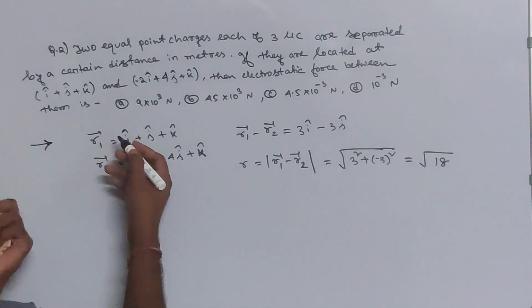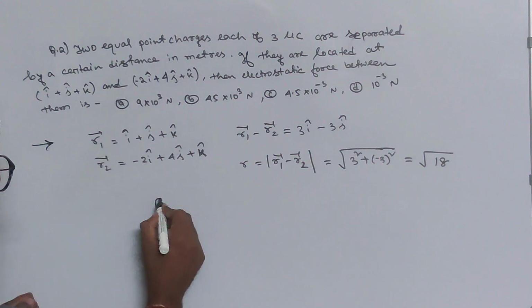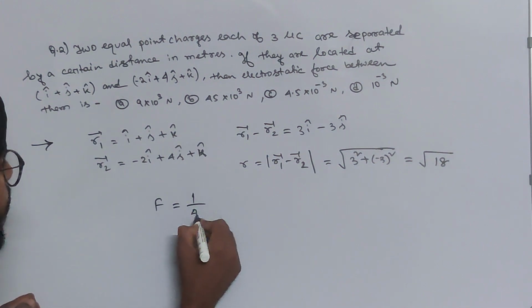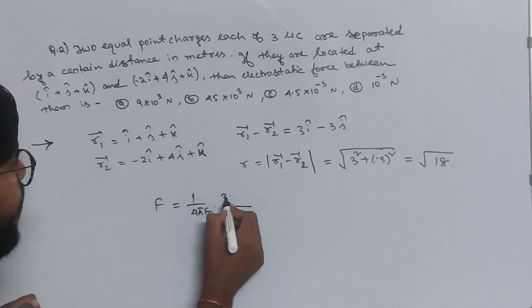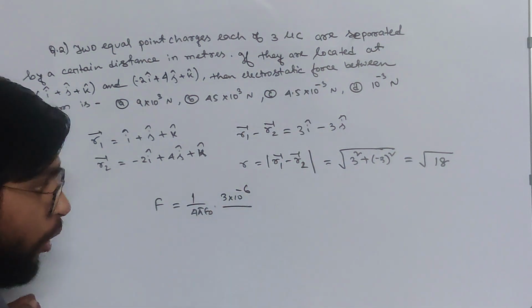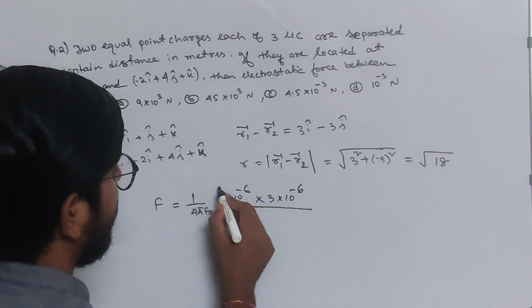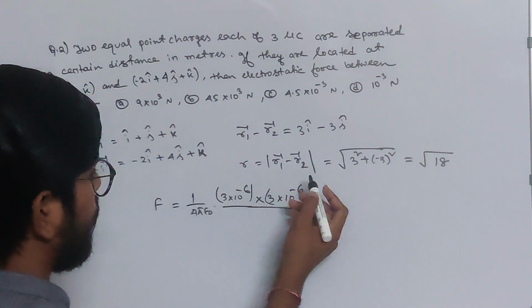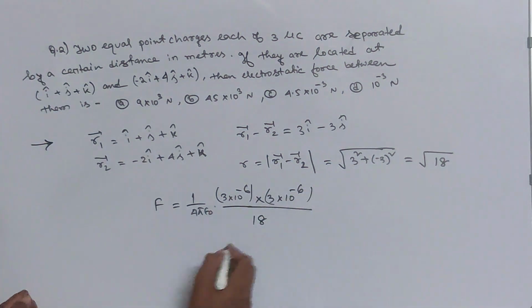Now what do we need? We need to find the electrostatic force between them. Of course, the question is simple now. F is equal to 1 by 4 pi epsilon naught, and 3 microcoulomb each. So it will be 3 into 10 to the power minus 6 coulomb into 3 into 10 to the power minus 6 coulomb, divided by the distance square. Distance square will be nothing but 18, right? R equal to root 18, so R square is equal to 18.